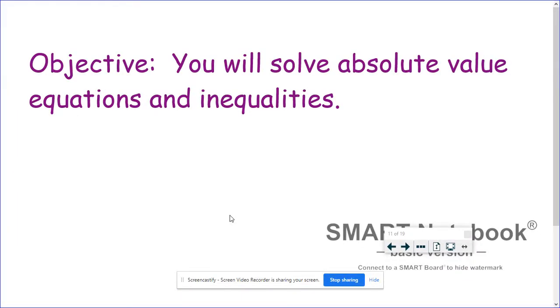Welcome to part 2 of our P4 lesson on absolute value equations and inequalities. If you recall, the objective was we're going to solve absolute value equations and inequalities. The first part was equations, and right now we're going to look at inequalities. There is a second note sheet attachment that hopefully you got through Google Classroom.